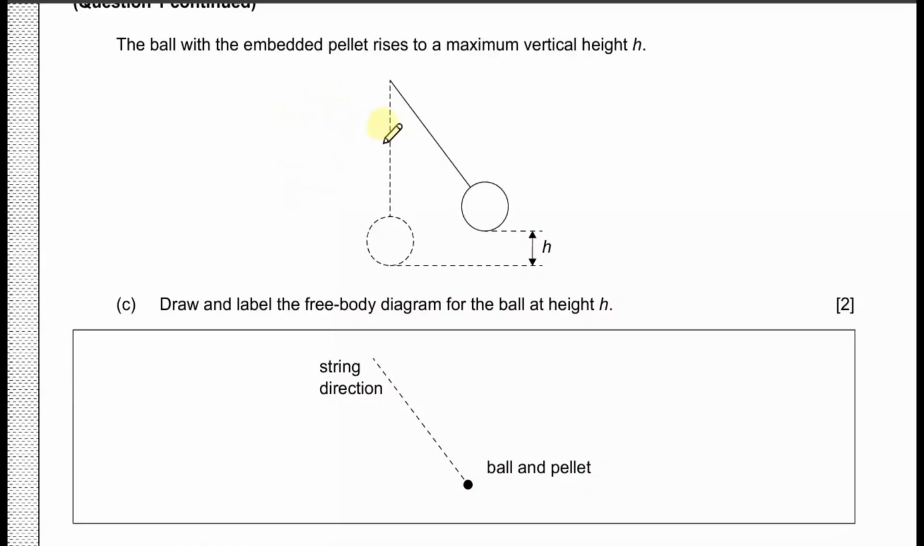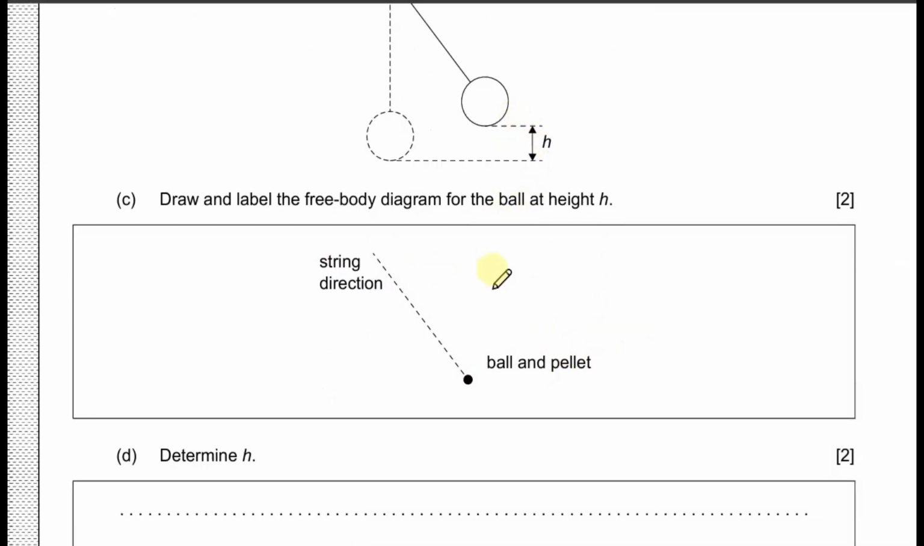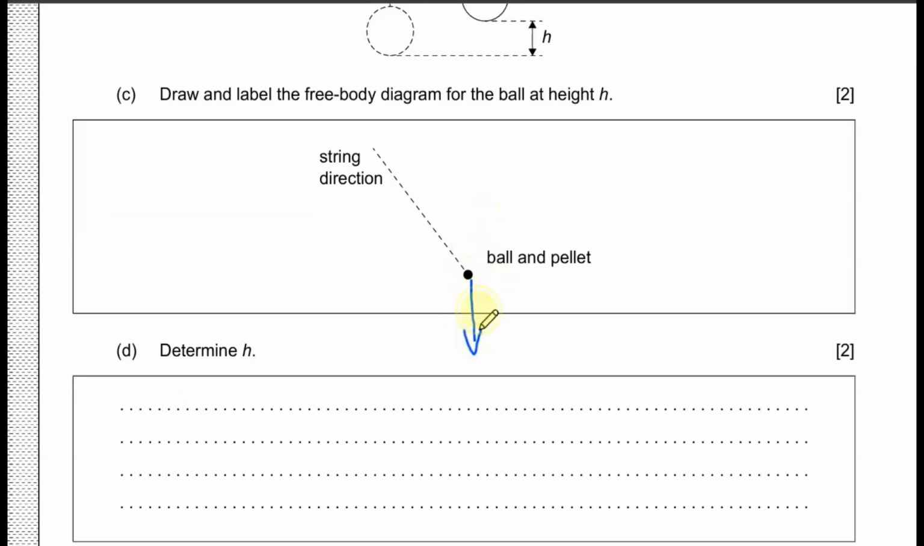The ball with the embedded pellet rises to a maximum vertical height h. Draw and label the free body diagram for the ball at height h. So currently there are two forces acting on the ball. Of course there will be mg, which is the weight in this instance. This will be acting downwards. And then you have the tension, which is in the same direction as the string. It doesn't have to be too precise, but try to make sure that the vertical component is roughly similar to the weight. But then again, the mark scheme doesn't require you to be too specific.